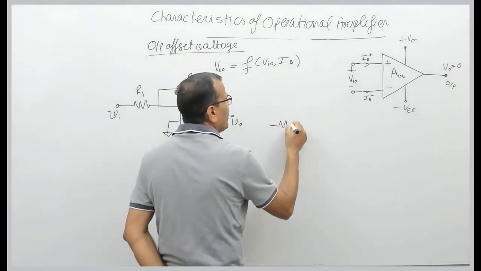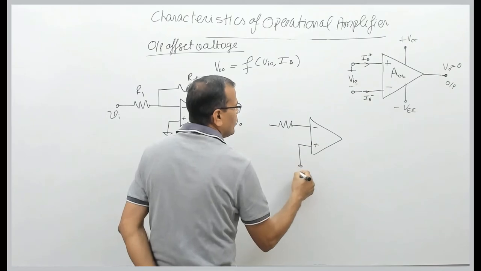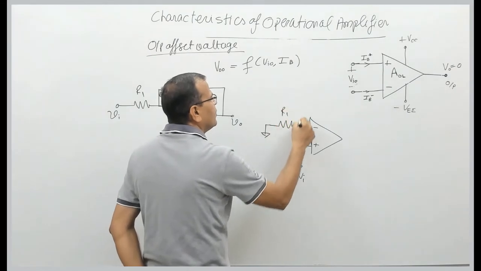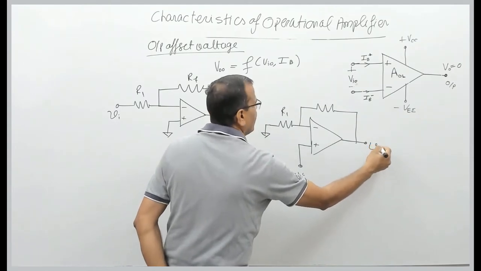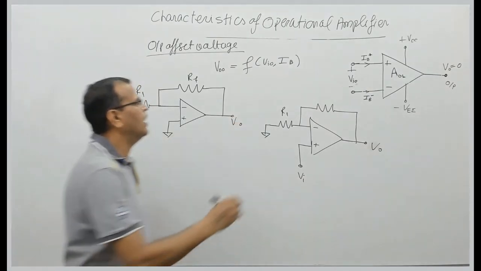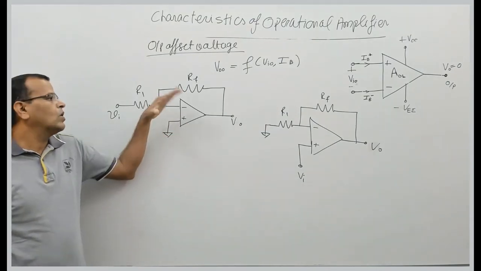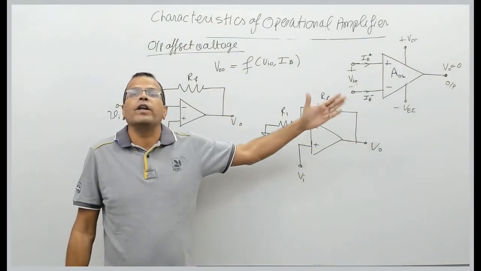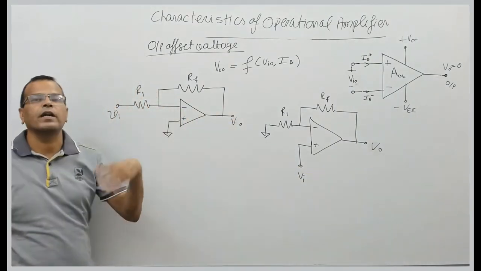There is one more circuit where we apply input at the non-inverting terminal, and here the inverting side is grounded. So this amplifier is called non-inverting amplifier. Again we have a similar circuit, similar parameters, similar resistances, but this configuration is called inverting amplifier and this configuration is called non-inverting amplifier. When you apply input to the non-inverting terminal, that is non-inverting amplifier. When you apply input to the inverting terminal, that is called inverting amplifier.